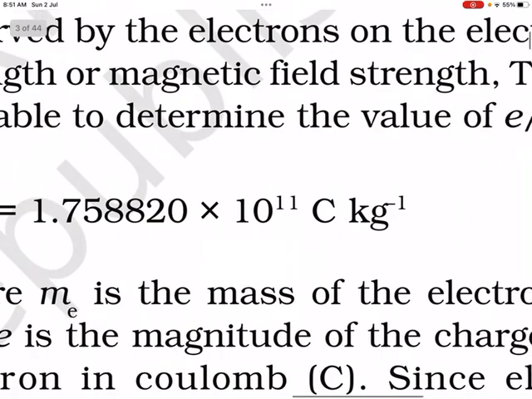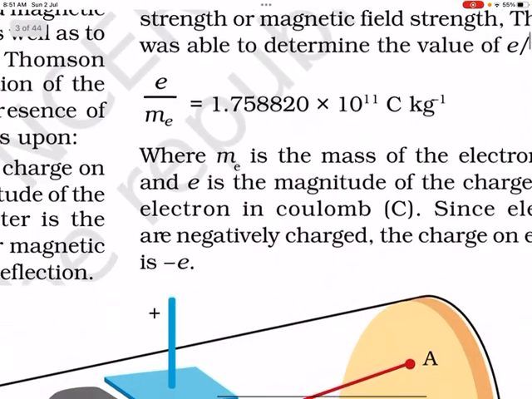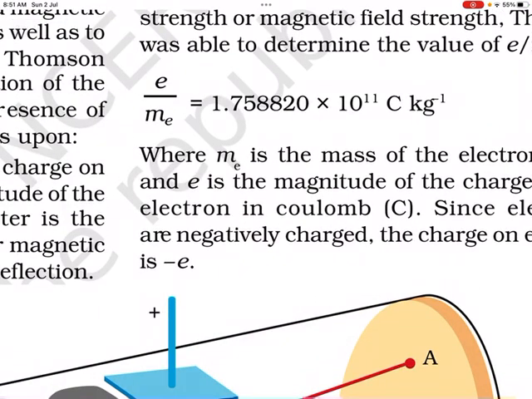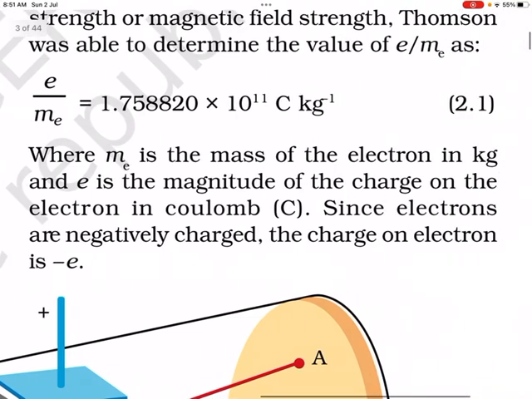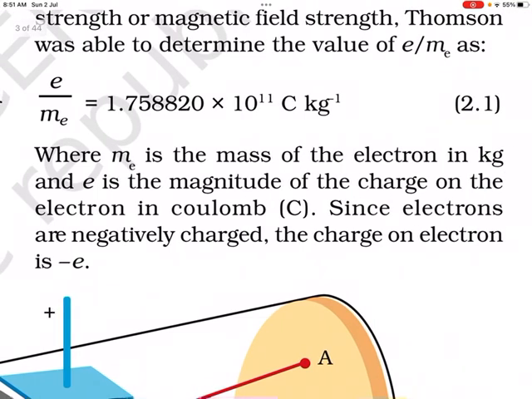Here m is the mass of the electron in kg and e is the magnitude of the charge on the electron in coulomb. The sign of the charge is not important here. Since the electron is negatively charged, the charge on the electron will be minus e.